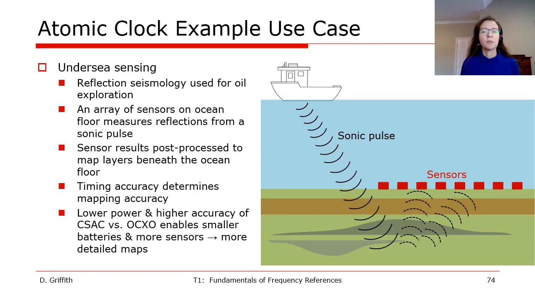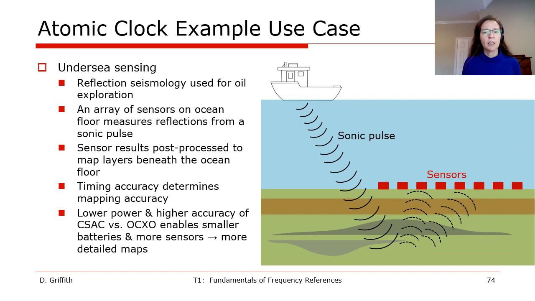So now let's look at a frequency reference use case that requires the precision available only from an atomic clock. One example is undersea sensing used for oil exploration. Reflection seismology is shown in the diagram to the right, where there's an array of sensors on the ocean floor which measure reflection from a sonic pulse sent from a ship on the ocean surface. The data from the sensors is post-processed and used to map the layers beneath the ocean floor. And as you can imagine, the timing accuracy determines the mapping accuracy.